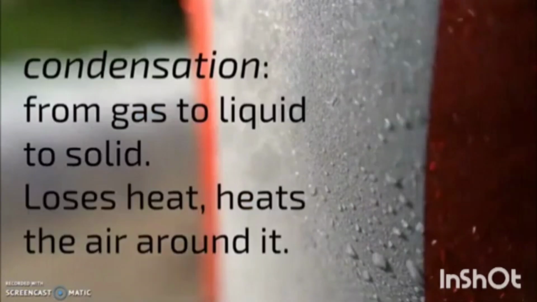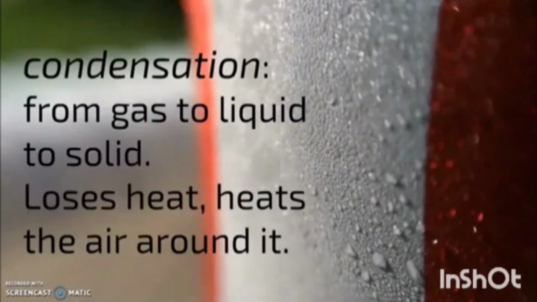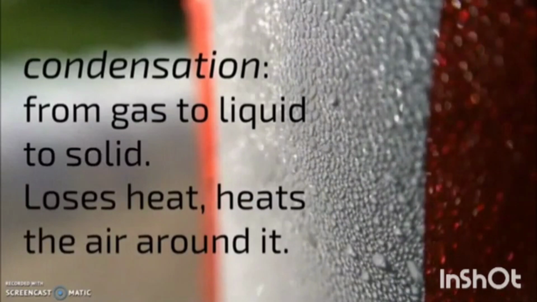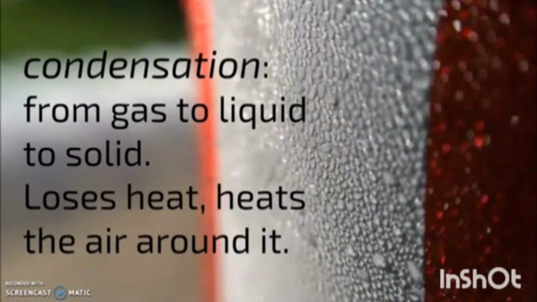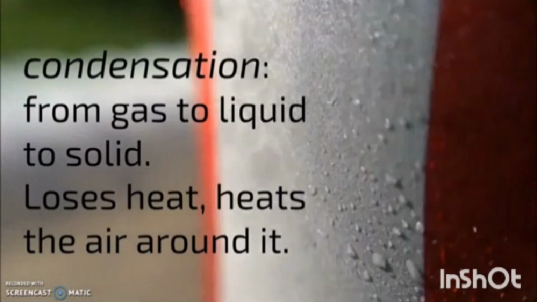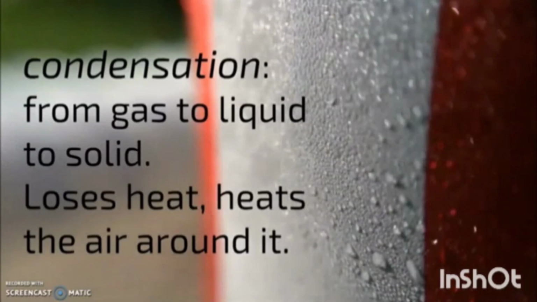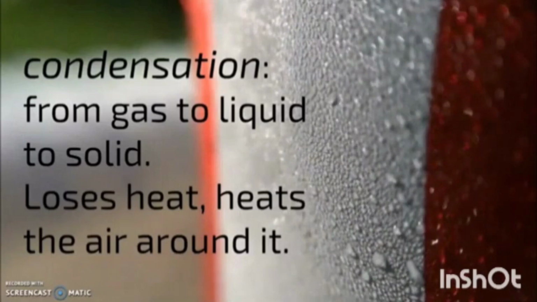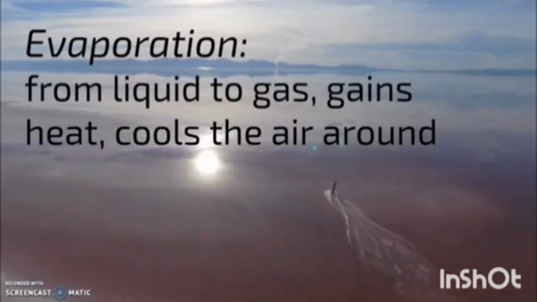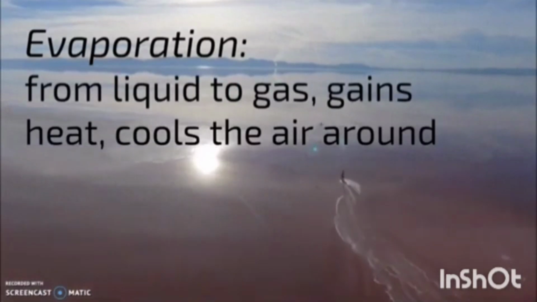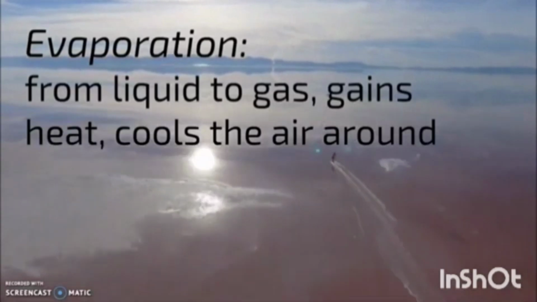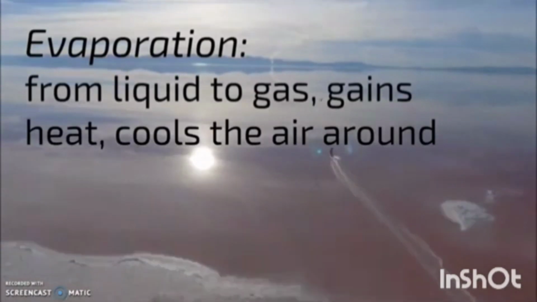Now, when water changes from one form to another, it's called condensation. When water changes from gas to liquid to solid, when water vapor condenses to liquid and then to ice, it loses heat to get colder, and that heat stays in the air around it. The opposite is called evaporation, when liquid turns to gas, or ice melts and turns to liquid. This is when it gains heat, cooling the air around it.